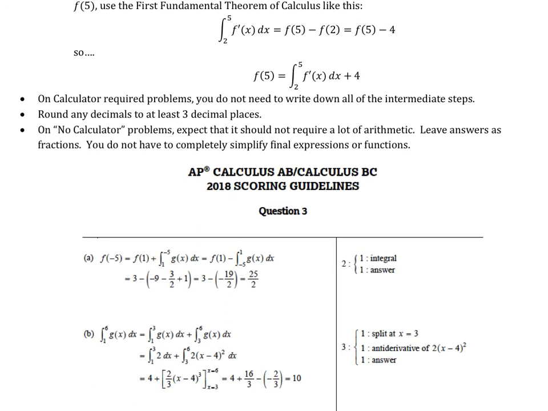that situation is going to show up a lot, like we saw in the previous problem in that quick example. All right. And so remember on the calculator problems, you don't need to write down all the in-between steps. Remember to round those decimals off to 3 places. And on no calculator questions, you don't have to simplify your expressions. So don't worry about simplifying. Do not simplify all those expressions. Sometimes you can make mistakes if you simplify. And remember, leave things as fractions, and it shouldn't take a lot of arithmetic.